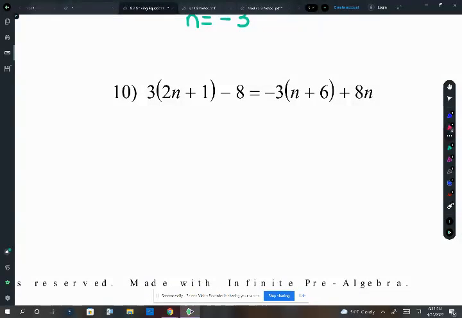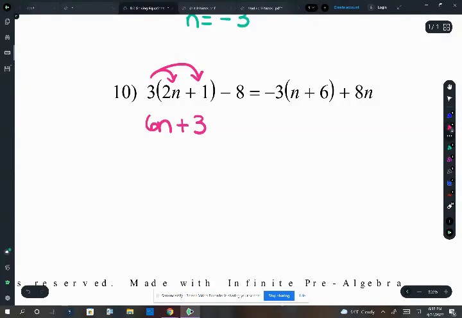So again, as we're looking at number 10, this is probably the most complicated you're going to get. And so we're going to do distributive property. And so we're going to go 3 times 2n, which is 6n, and then 3 times 1, which is 3. And notice the negative 8 is on the outside of parentheses, so it's just going to come straight down. And then we're going to do the same thing on the other side. So we're going to go negative 3 times n is negative 3n. Negative 3 times 6 is negative 18. And the plus 8n is going to come straight down.